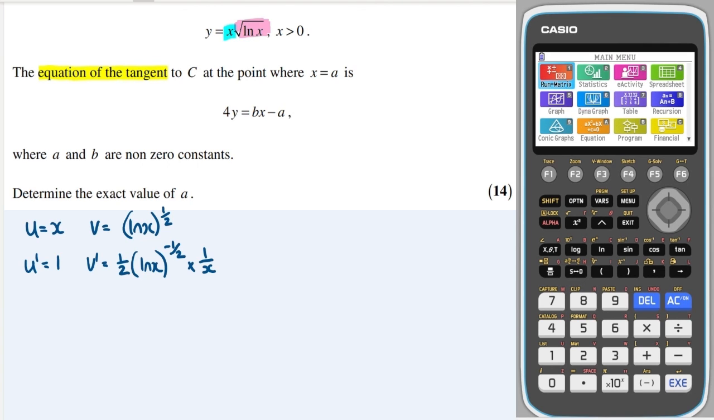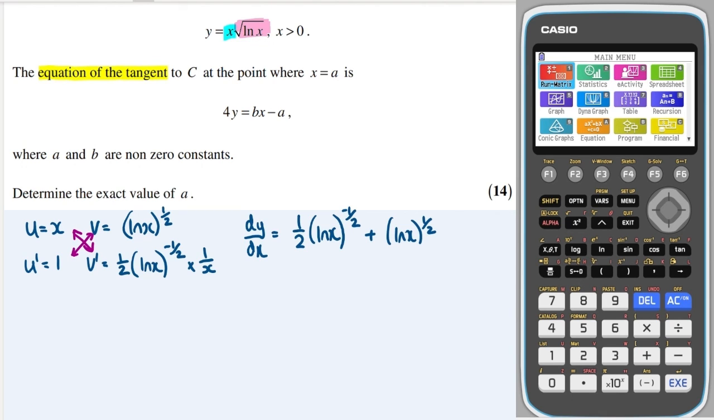And then my product will be these two multiplied together, which gives me, well, the x and the 1 over x will cancel. So I just have a half of ln x to the negative 1/2 plus these two multiplied together, and that will just be one lot of ln x to the half.